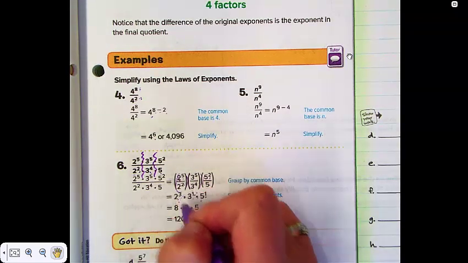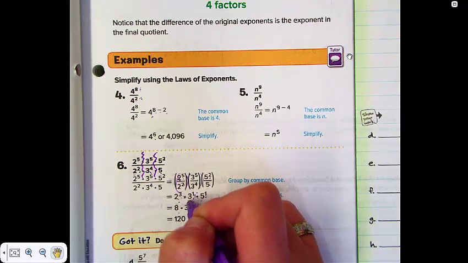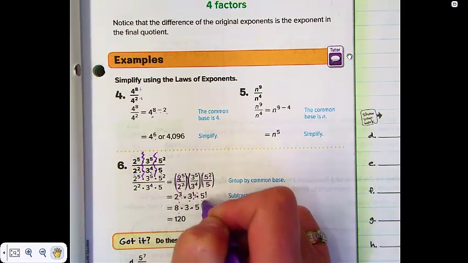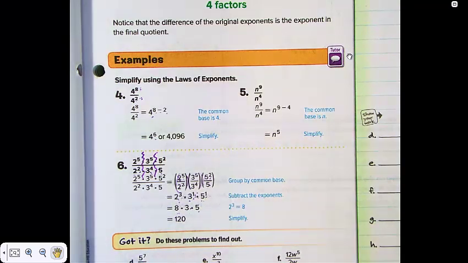2 to the third power is 8. 3 to the first power, anything to the first power is that number, so 3 one time is a 3. And 5 one time is a 5, so I just have 8 times 3 times 5, or 120.